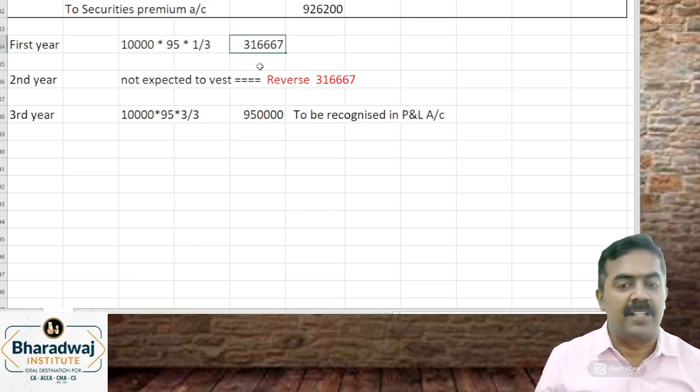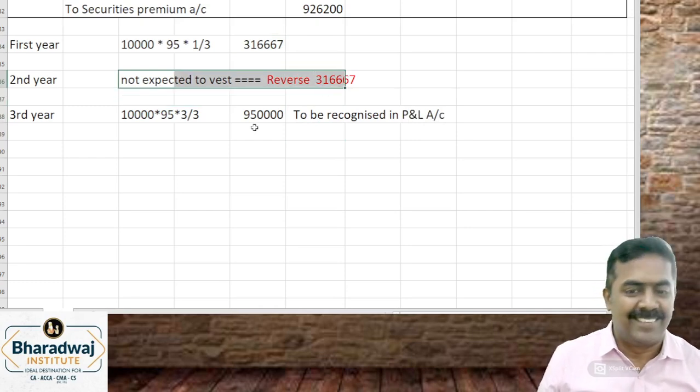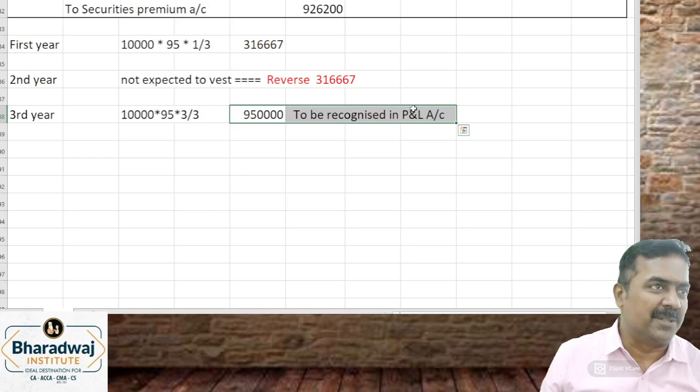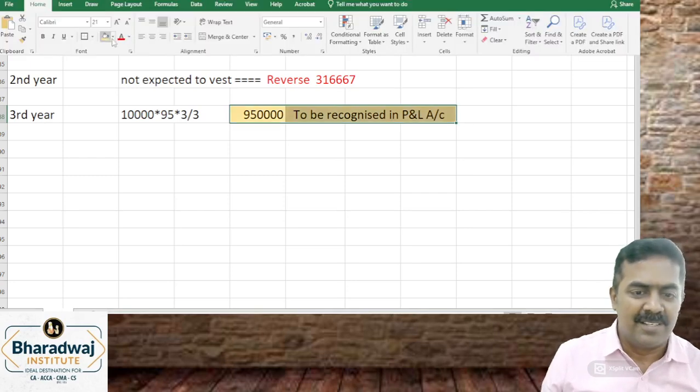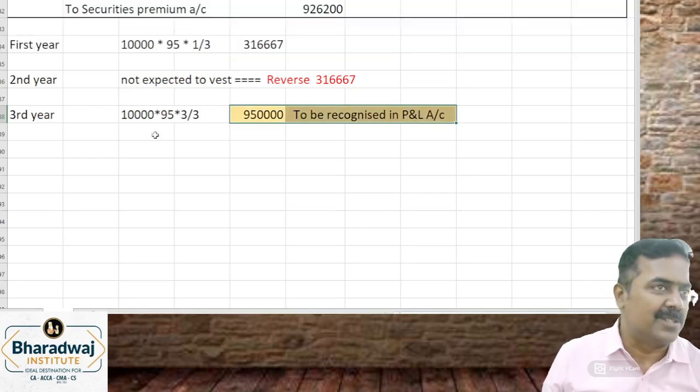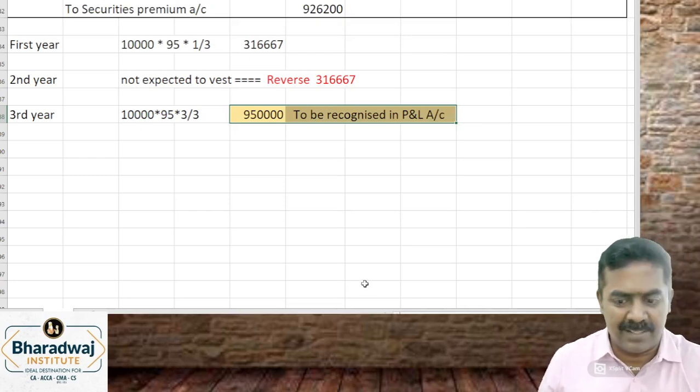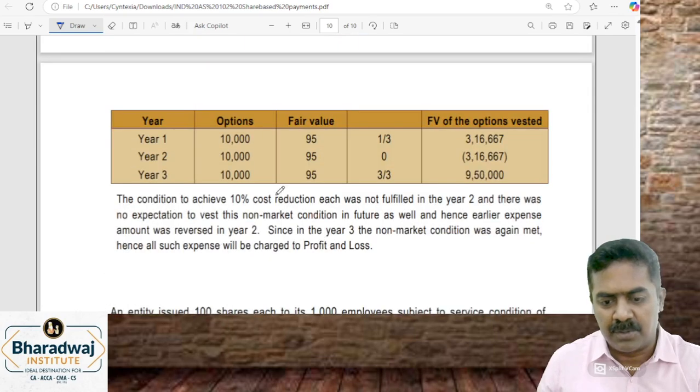நான் ஃபர்ஸ்ட் இயர்ல கிரியேட் பண்ணது செகண்ட் இயர்ல ரிவர்ஸ் பண்ணி க்ளோஸ் பண்ணியிருப்போம். தேர்ட் இயர்ல 9,50,000 வர வழி இல்லை, ஃபுல்லாக ரெகனைஸ் பண்ணோம். சார் 3 years ரெகனைஸ் ஆகல. It's only an estimate. It can happen. Now see the solution.